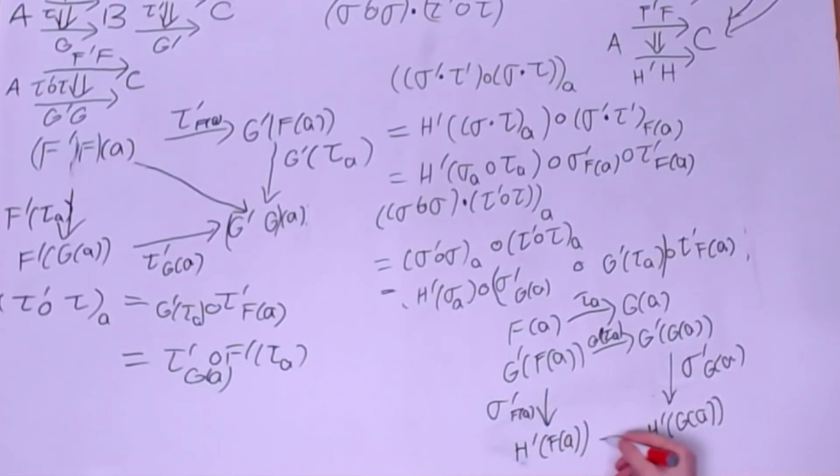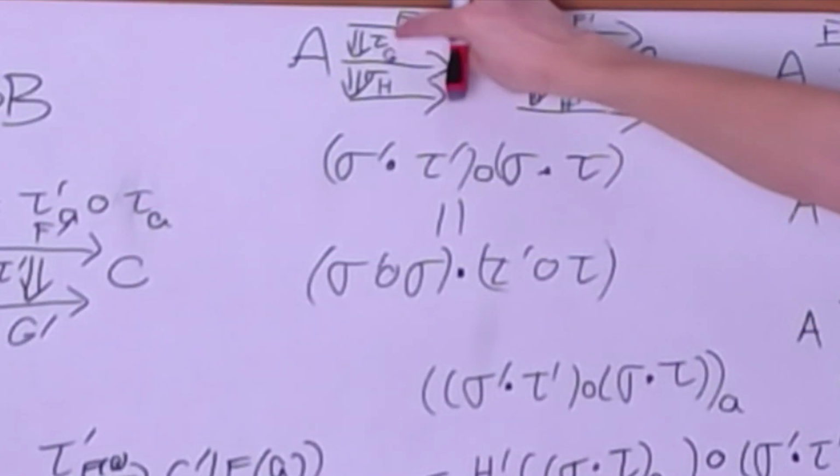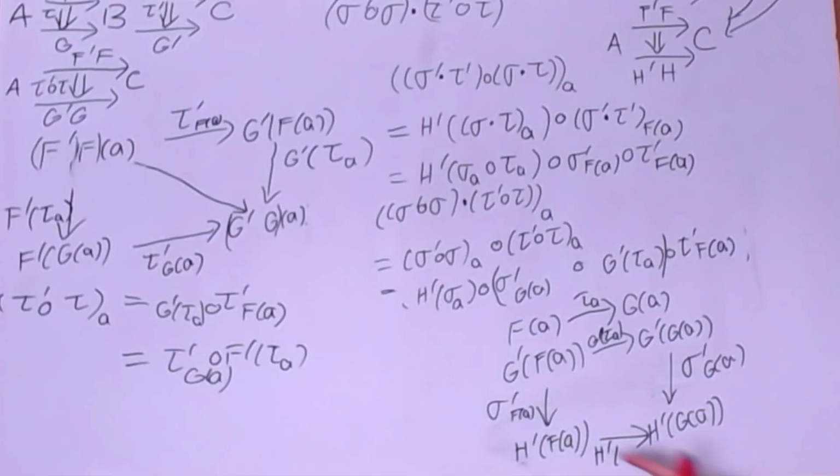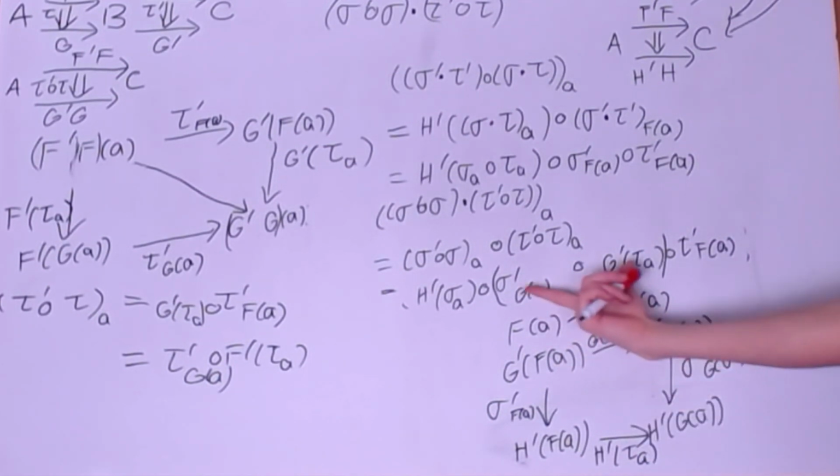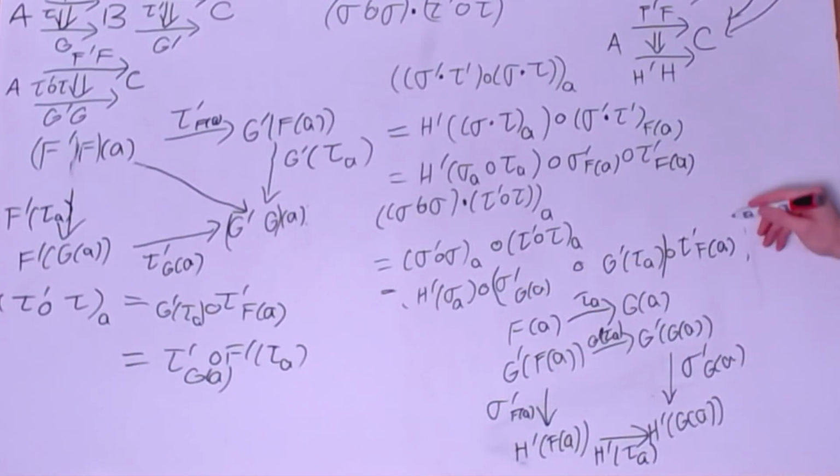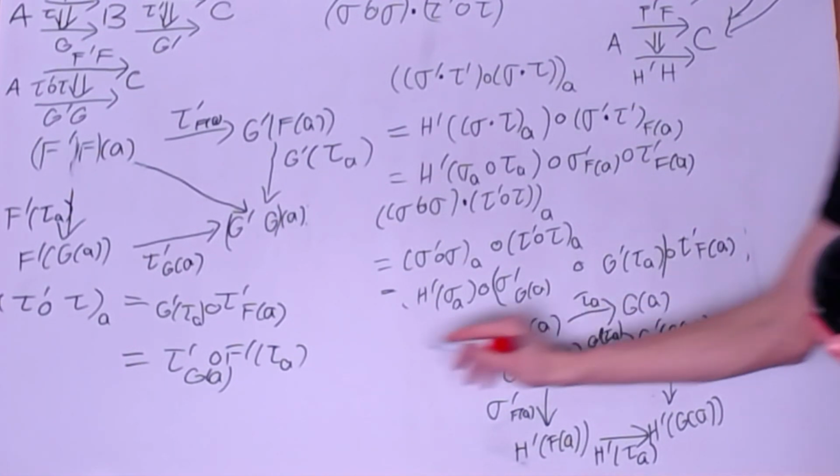Then I have to convert the inside next. So I do H prime, because I want to keep that the same. And I apply that to, well, f to G is tau. And at what point? Well, A is in both of them, so it's tau at A. And so I can convert this right here in the middle using this diagram.